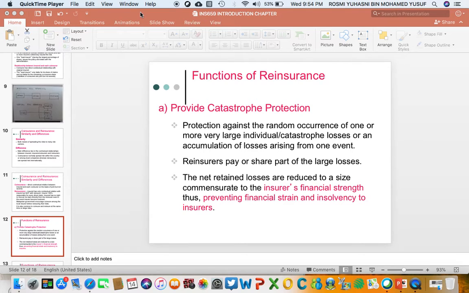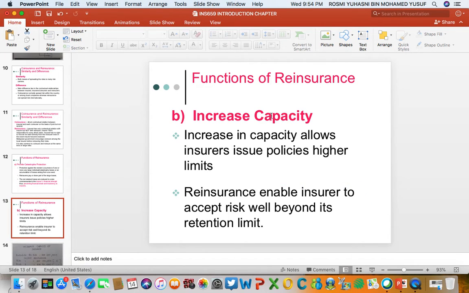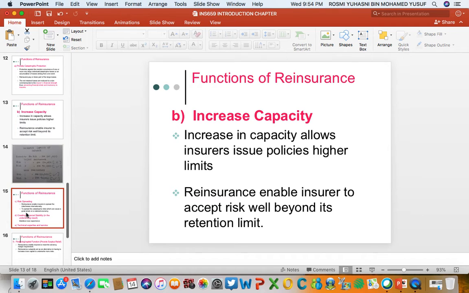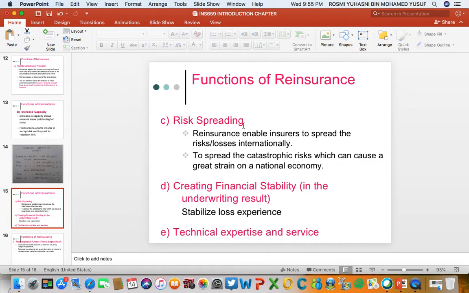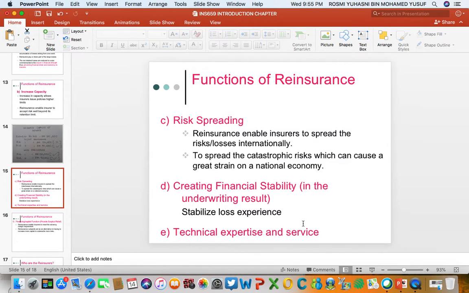Okay, the last slide for the introduction is on the functions of reinsurance. So basically, there are five functions of reinsurance, general functions. First is to provide catastrophic protection. Second function of reinsurance is to increase capacity. Third function is to spread risk. The fourth function is to create financial stability. And the fifth function is to provide technical expertise and service.